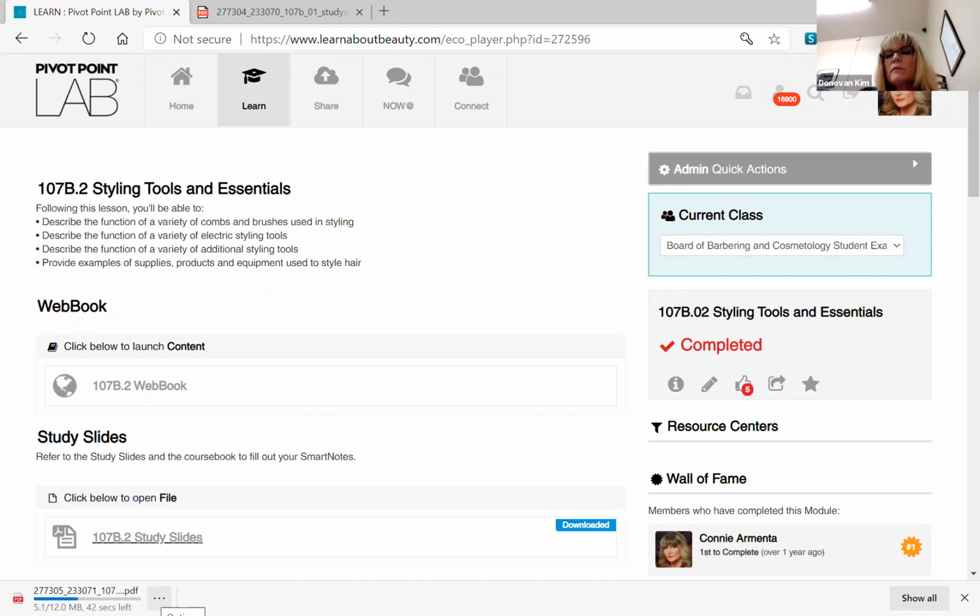So do you guys have a favorite tool that you use? Favorite comb, favorite brush, favorite pick? No? Nick, do you even use a brush in your hair?